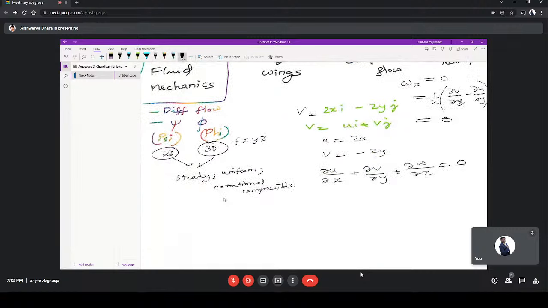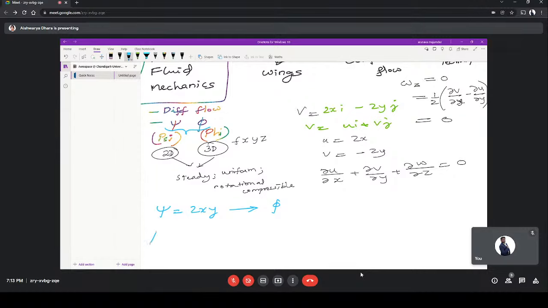There are other types, like they will give you one equation, like psi function is 2xy, and ask how you are going to convert the psi function into the phi function. So what will be the phi function? There is a unique relation between the psi function and the phi function. Using that, this is one of the very scoring topics.